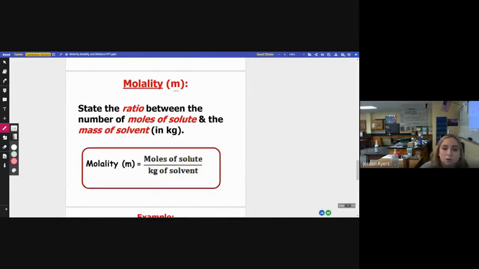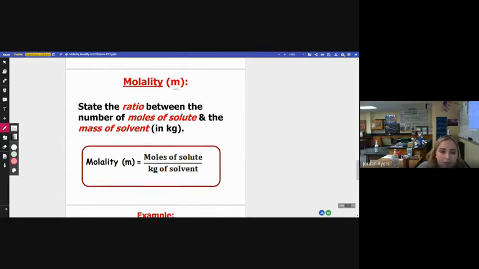Now let's talk about molality. This is the lowercase m. It's the ratio of moles of solute, just like the molarity, but on the bottom, instead of liters of solution, we have mass of solvent. Remember that a solution has two parts, the solute and the solvent. So this one, we're directly comparing the moles of solute to mass of solvent.